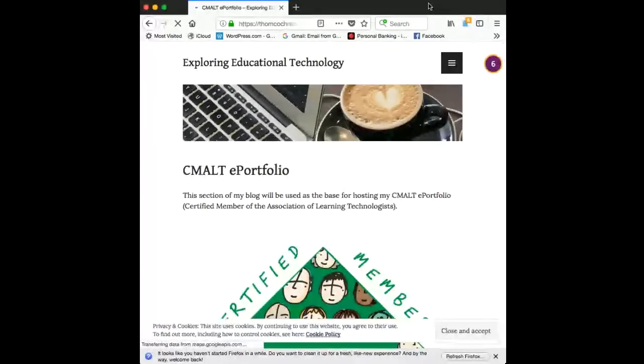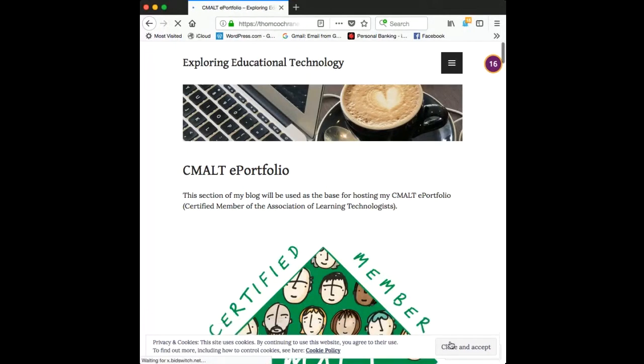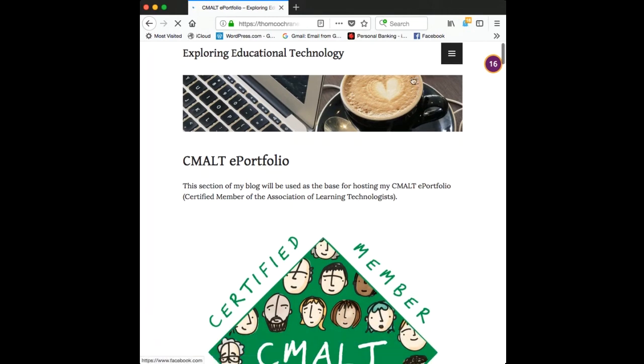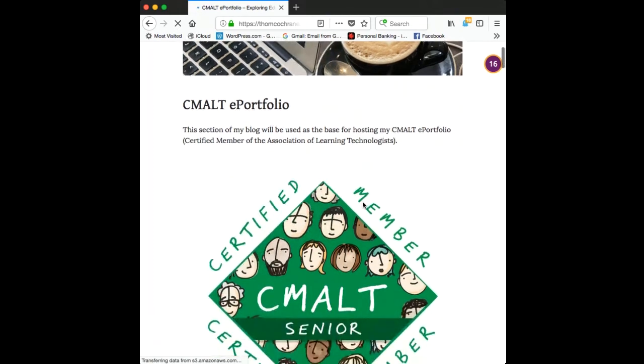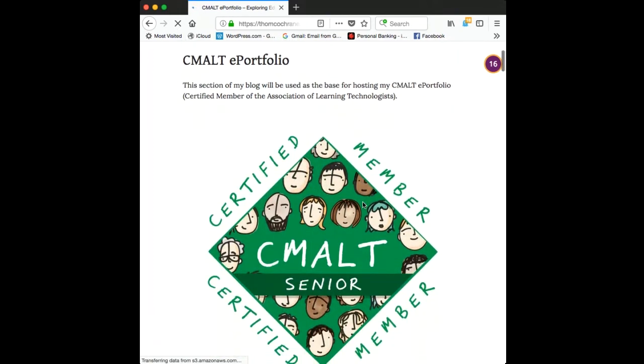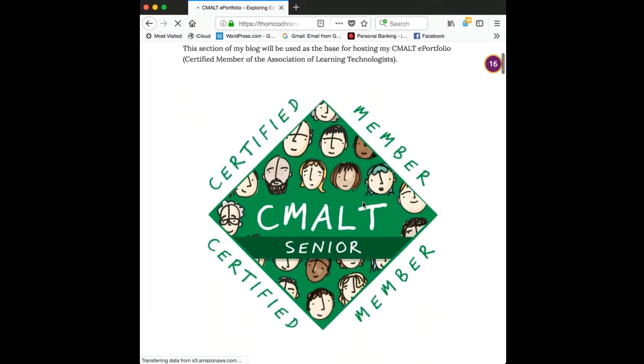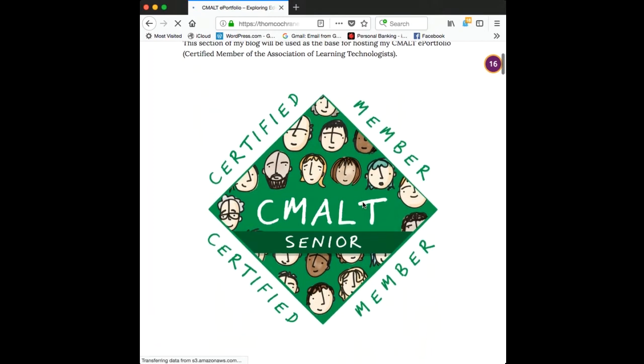CMALT, for those who are not aware, is certified member of the Association for Learning Technology, and has been around for about 13 or so years. In fact, it's about the same length of time as HEA Fellowship has been around. They both started at about the same time. They were both mapped to the UK Professional Standards Framework, which came out of the Dearing Report. Thank you, Kate. And they basically map the core capabilities of a higher education educator to those frameworks, the UK Professional Standards Framework.